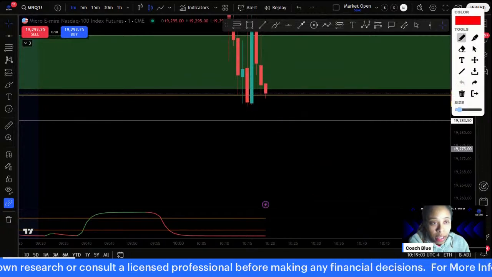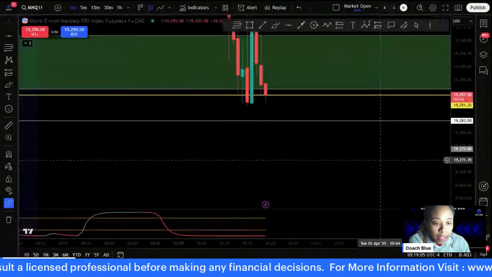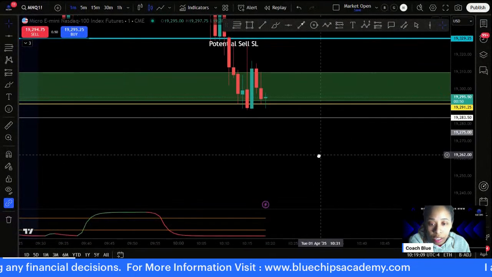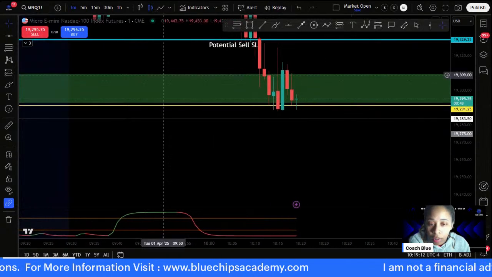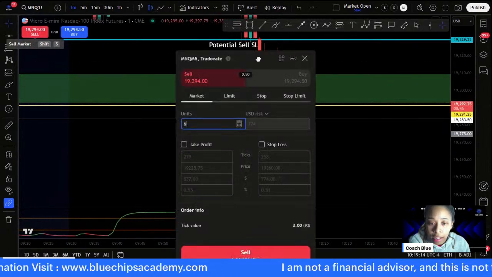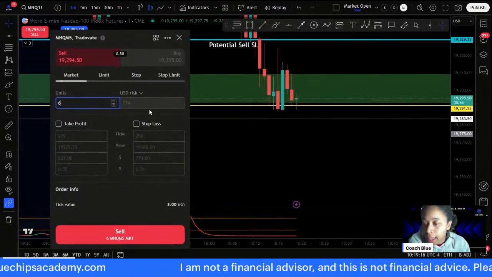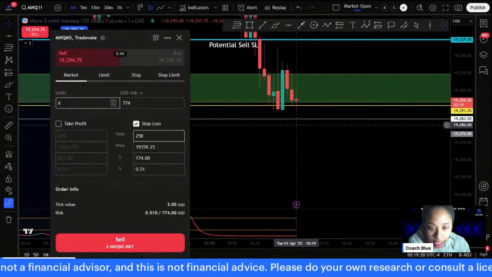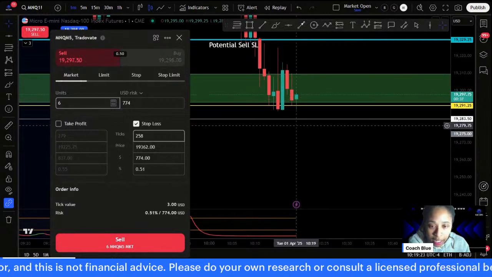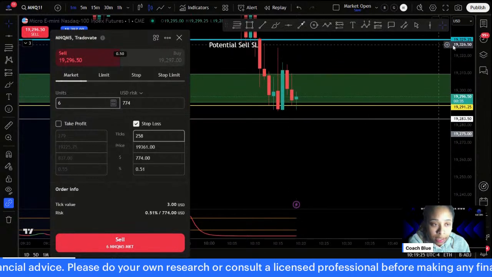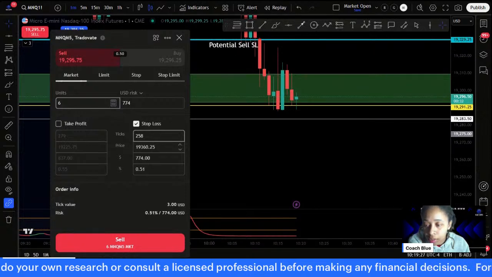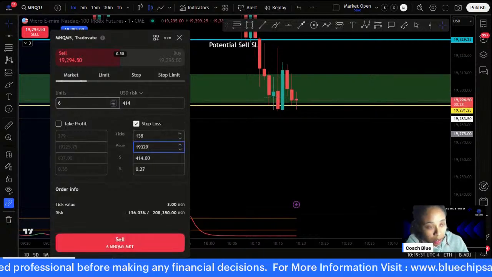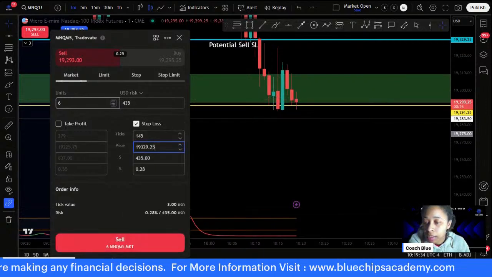So let's see what we have here. We're right back at this area again, and I'm getting prepared for a potential sale soon. I'm going to click sell, but I'm not in the sale yet. I'm just getting prepared for it and plotting out my risk management right now. If this candle or the next candle breaks past here, my stop loss would be at 19,329.25.